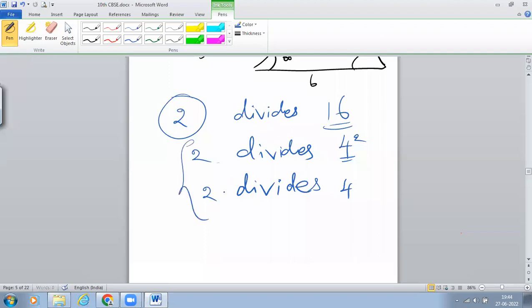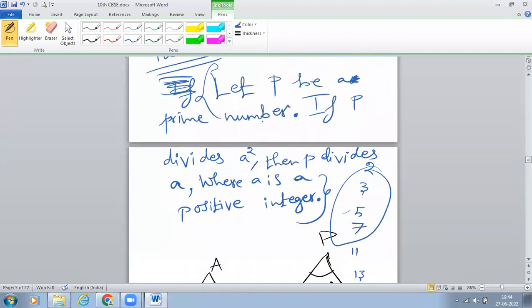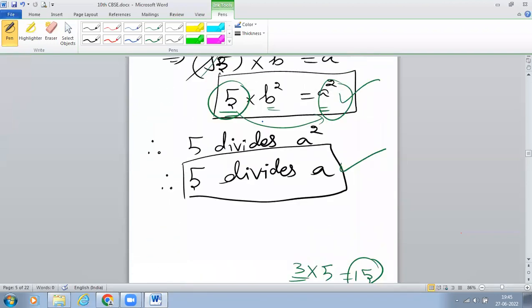This is just an example. Using the same theorem, we are applying it here. In this, we have a step like this: 5 divides A square. We know A is an integer. Now tell me, is 5 a prime number or not? Yes, prime number. If a prime number divides A square, according to the theorem, that prime number will also divide A. That is why I'm writing this step. Therefore, 5 divides A. Please complete up to this step.